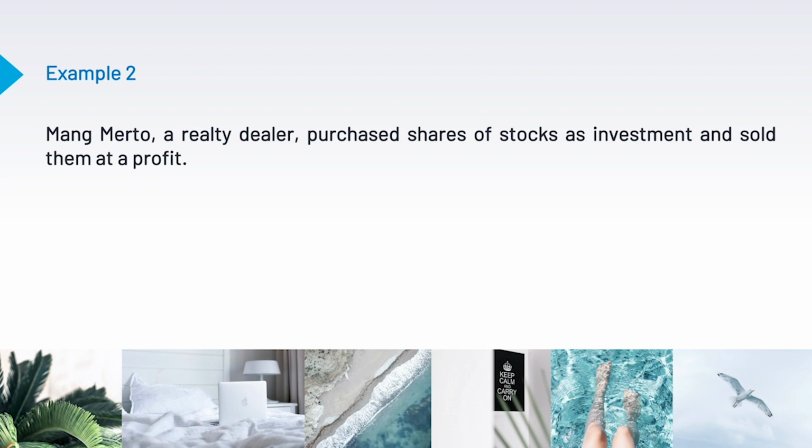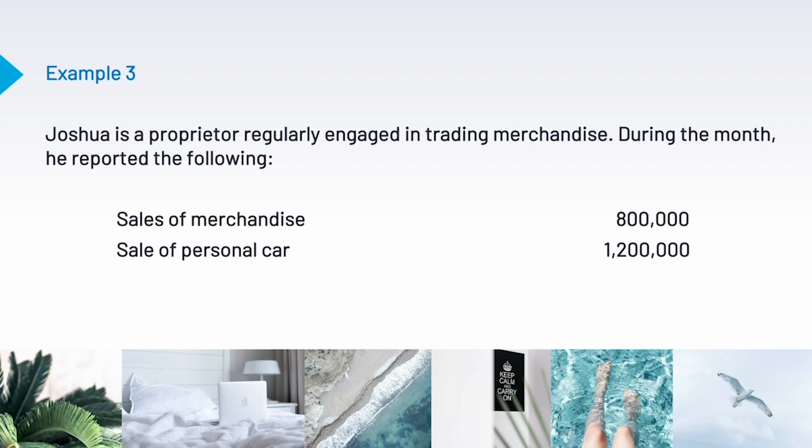Last example, Joshua is a proprietor, regularly engaged in trading merchandise. During the month, he reported the following: sales of merchandise, 800,000, and sale of personal car, 1.2 million. Which is subject to business tax? The 800,000 sales is subject to business tax because his business is trading merchandise. The 1.2 million sale of a personal car is not part of his trading business. So it is not subject to business tax since he is not a car dealer. So that is our habitual engagement.